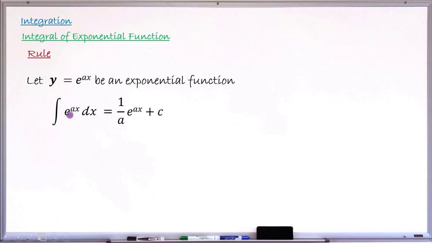If you are to find the integral of, for example, e raised to the power of 2x, then that integral will be 1 over 2 e raised to the power of 2x. The term with the exponential function, you just copy it. But the coefficient of x is what you use as the denominator of this fraction, 1 over a. We are going to take examples of how we can make use of this rule and find the integral of some exponential functions. So let's move on and take examples.